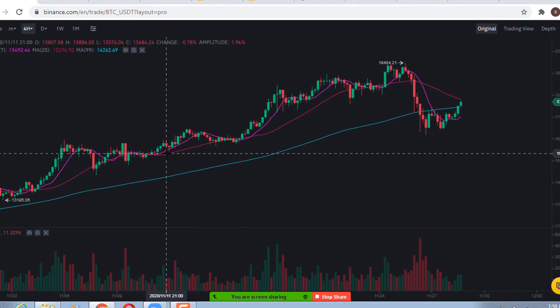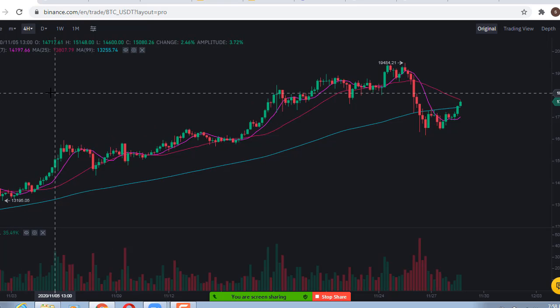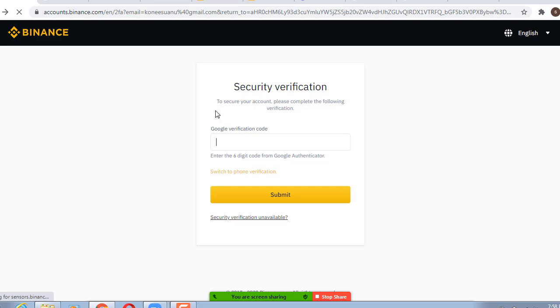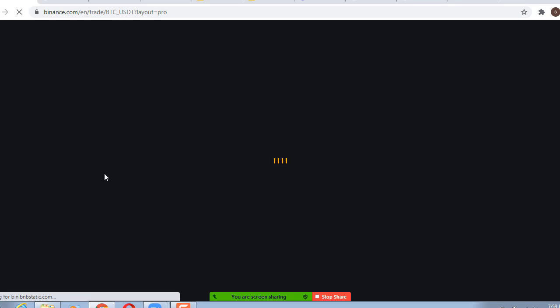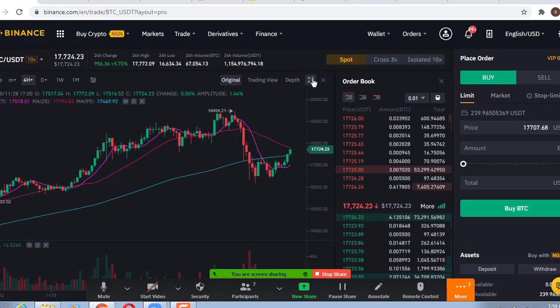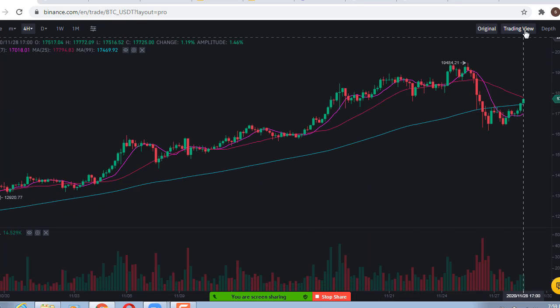Sorry, let me remove this. So I was looking at, sorry guys, let me log in again and then proceed. Okay, just a few minutes. Okay, if I move it down again, choose TradingView.